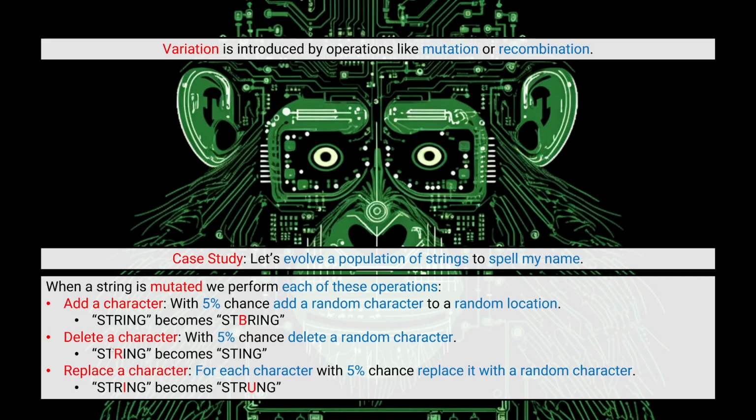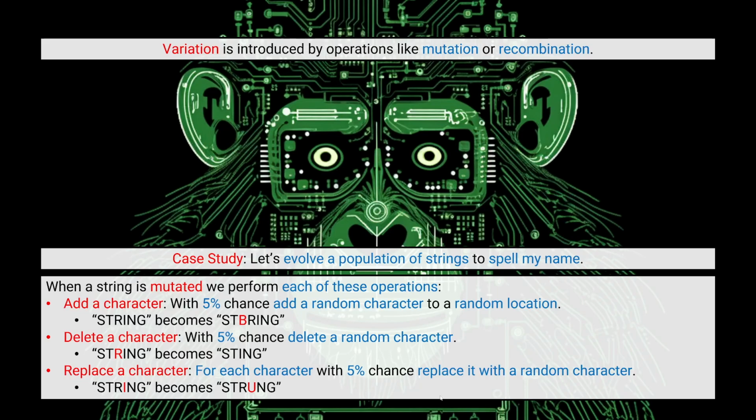You just pick a random character and just delete it out. So string becomes sting. In this example, we delete out the R. To replace the character, things are going to be slightly different. When we replace the character, I'm actually going to do this for each character. So for each character, I'm going to start with the S. I'm going to roll my random chance, my 5% chance. If it comes up true, yes, 5% true, then I will mutate it.